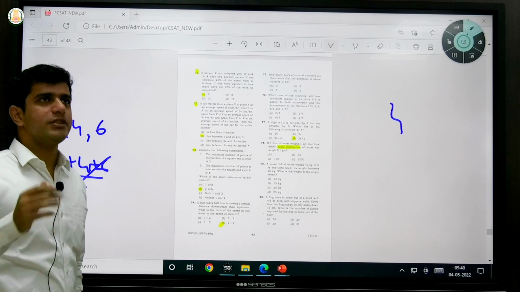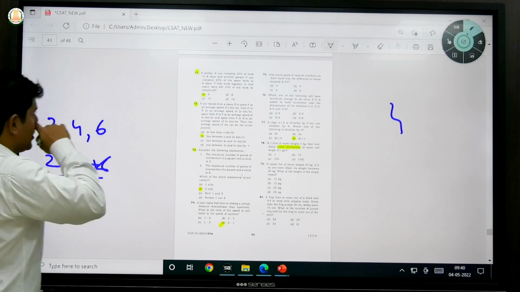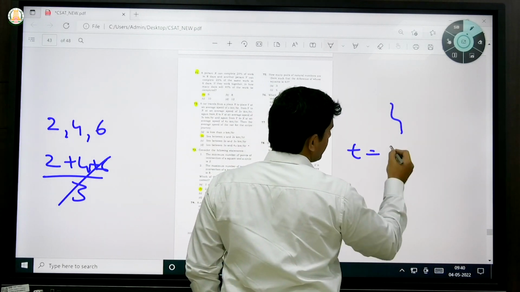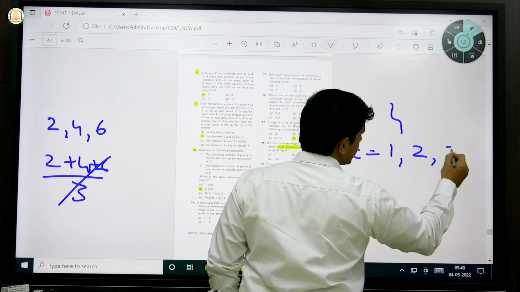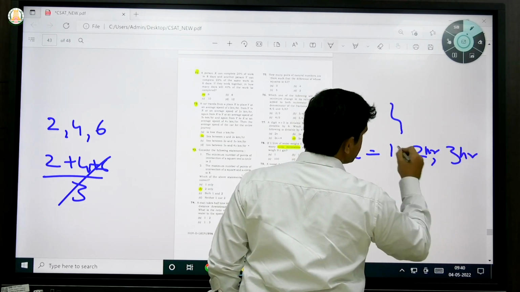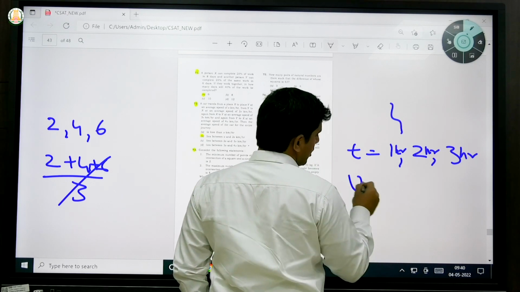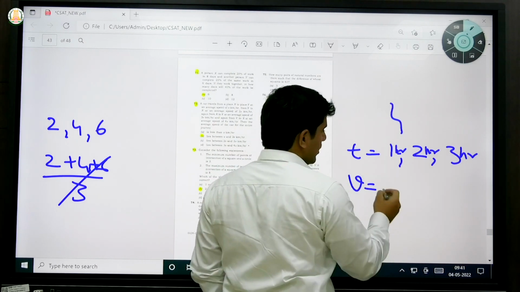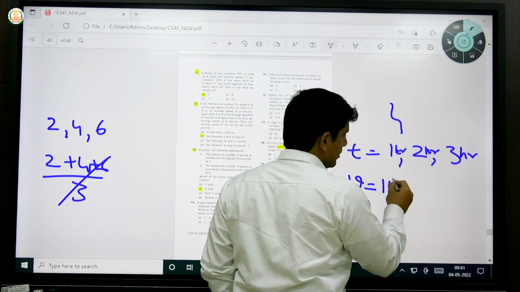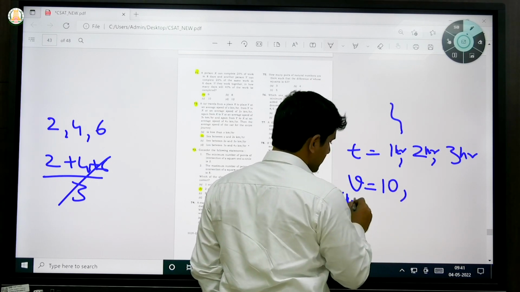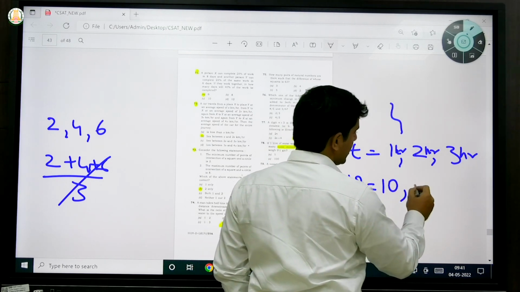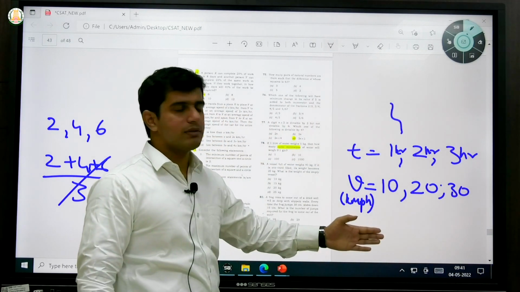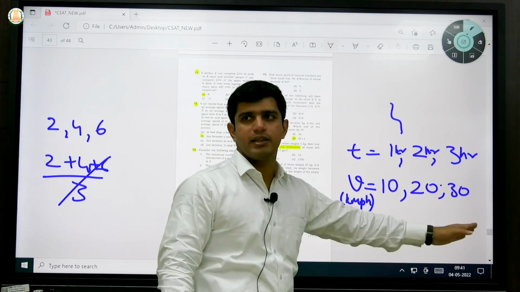Always, average velocity is total distance by total time. For example, these are the time periods, let's say: 1 hour, 2 hours and 3 hours. So total time is 6 hours, and I'm driving a scooter, let's say. For the first 1 hour I was traveling with a speed of 10 kmph. Second, 2 hours I was traveling with 20 kmph, and third, 3 hours with 30 kmph. So now if you ask me what is the average velocity, the tendency will be 10 plus 20 plus 30 by 3, but that will be wrong.